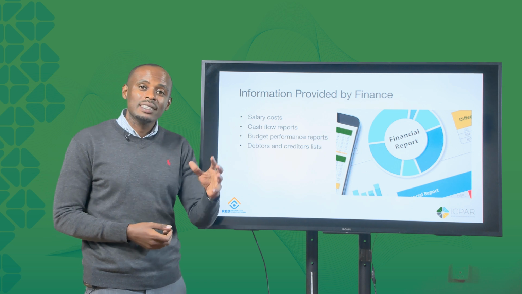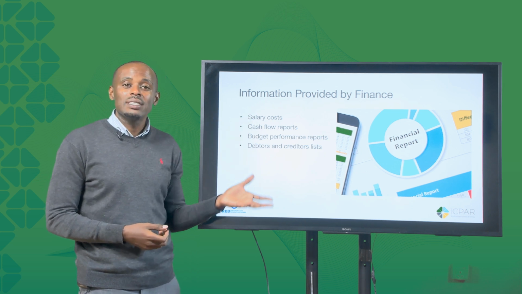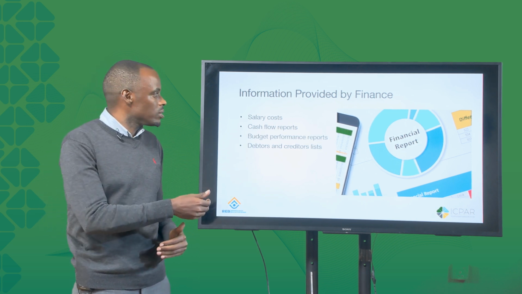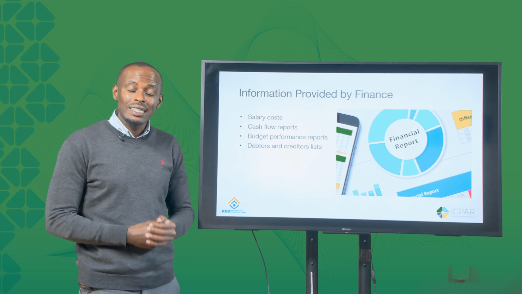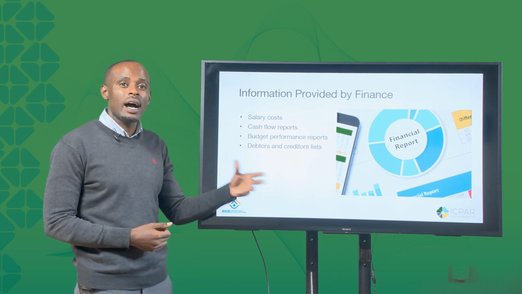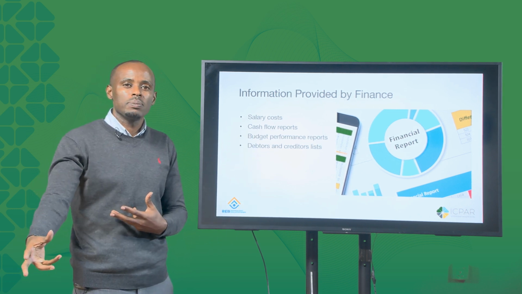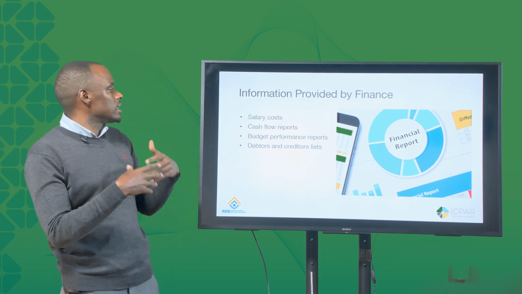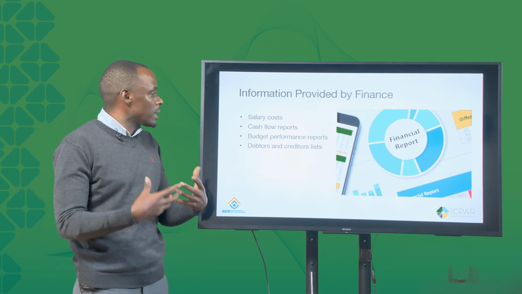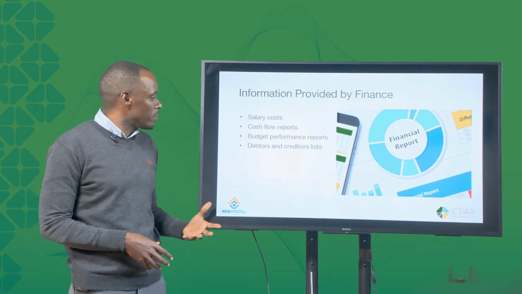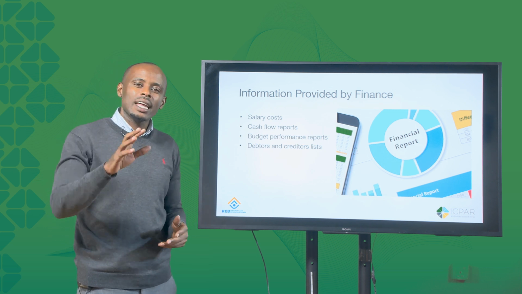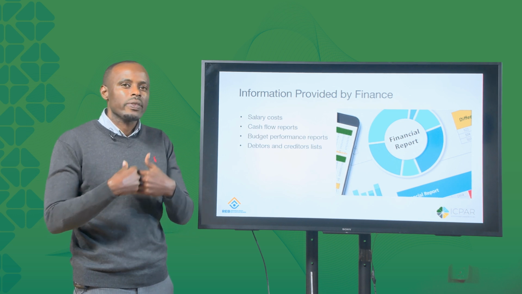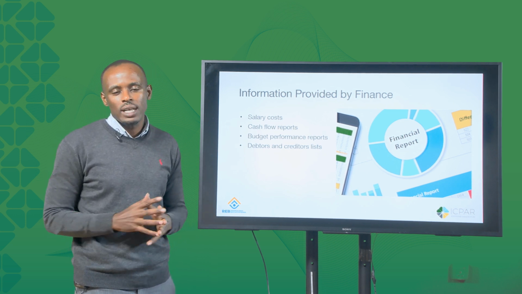However, we have seen that the previous slide provides information that is fed to the finance department. Now, once the finance department has obtained this information, they prepare information that is going to be consumed by other stakeholders. They prepare salary costs, they prepare cash flow reports, they prepare budget performance reports, and they also prepare debtors and creditors lists, in addition to the other previous documents that we've already seen, financial statements, financial reports, that might be required by various stakeholders in a company.